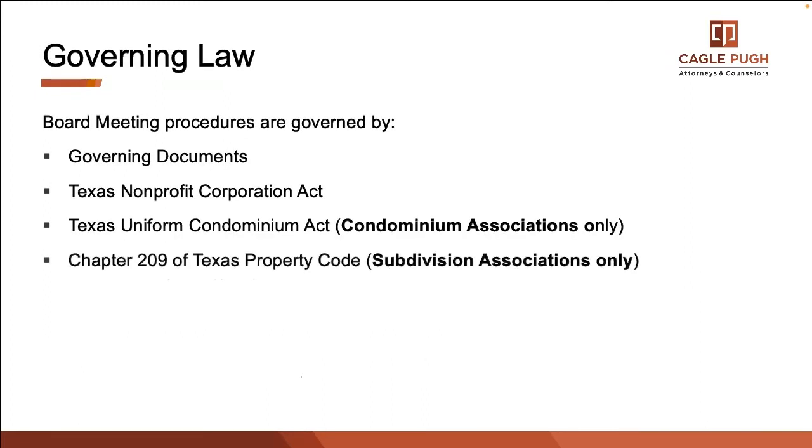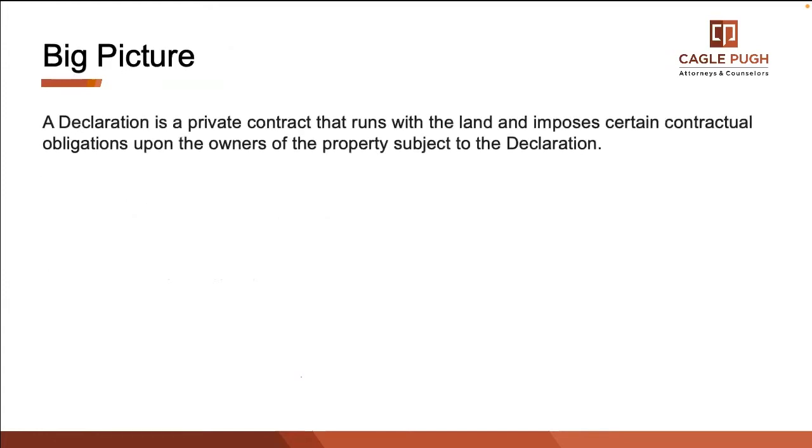So board meeting procedures are governed by your governing documents. The Texas Nonprofit Corporation Act, codified as Chapter 22 of the Business Organizations Code. You've got the Texas Uniform Condo Act, which is Chapter 82 and sometimes 81 of the Property Code, and also Chapter 209 of the Property Code for subdivisions only.